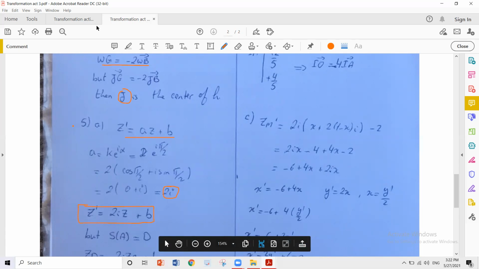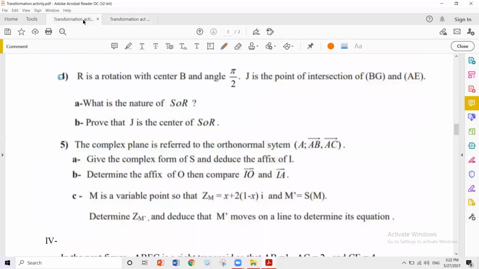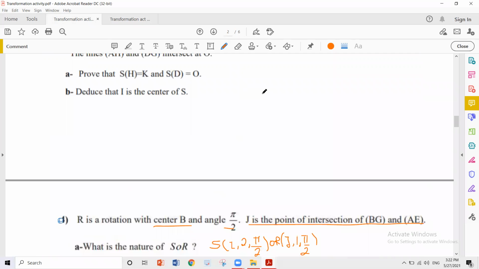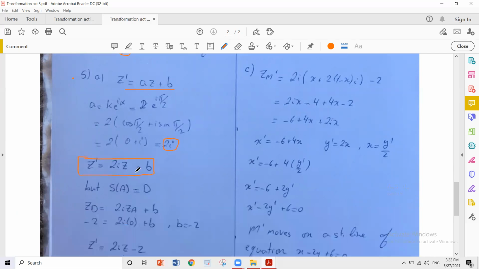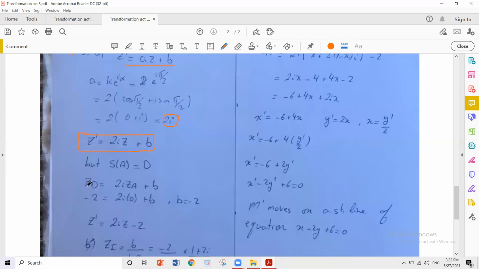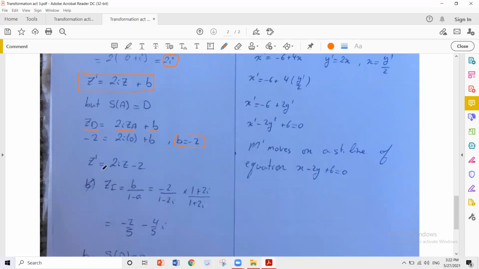But S of A equals D. I have the system, A, B, A, C, and AD is minus 2. A is 0. So I have S of A equals D. So zD equals 2i zA plus b. Minus 2 equals 2i into 0, zA is 0, plus b, so b equals minus 2. Z prime equals 2iz minus 2.